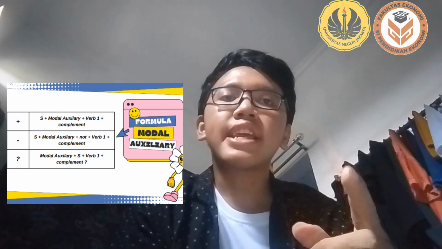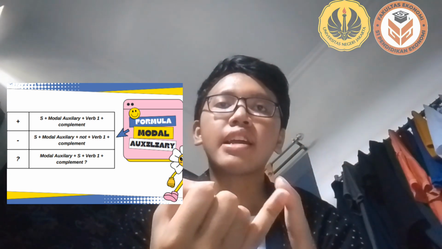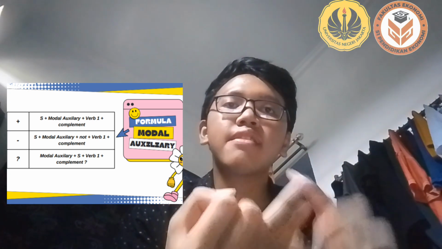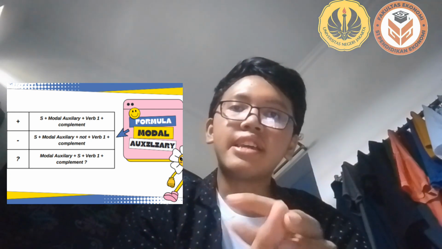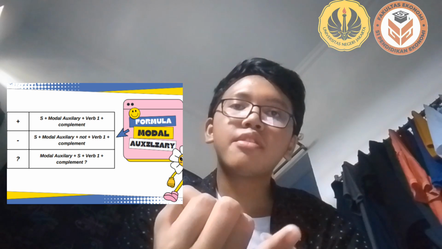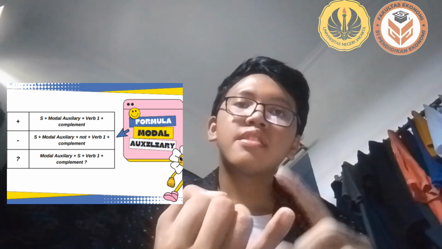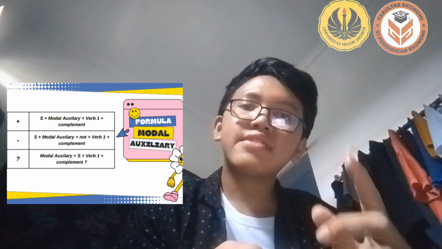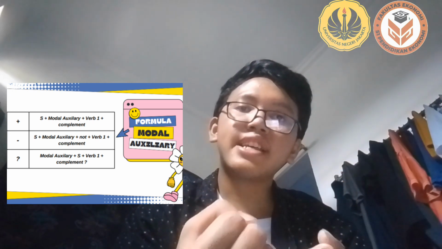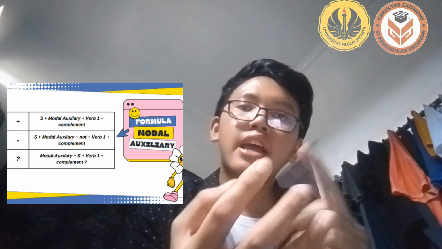In the active sentence, the formula of modal auxiliary is subject, modal auxiliary, verb 1, complement. The negative is subject, modal auxiliary, not, verb 1, complement. And the interrogative one is modal auxiliary, subject, verb 1, and complement.